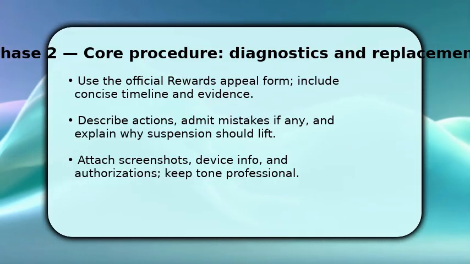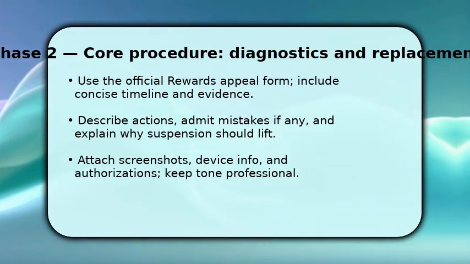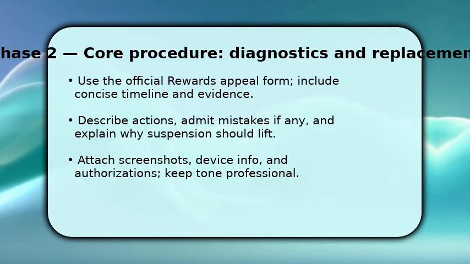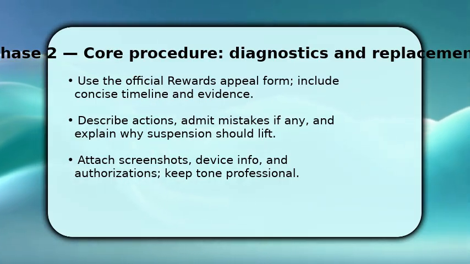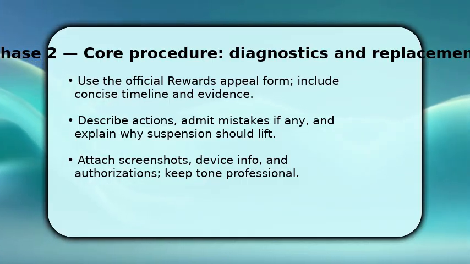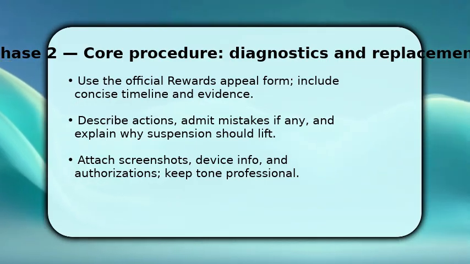Next, file the appeal with clarity and evidence because that speeds review. Locate the official rewards appeal form from your account support area, fill fields precisely, and use a clear timeline of events. Explain why any flagged actions occurred, admit any genuine mistakes, and state corrective steps you took. Attach screenshots, IP/device details, and redemption receipts.